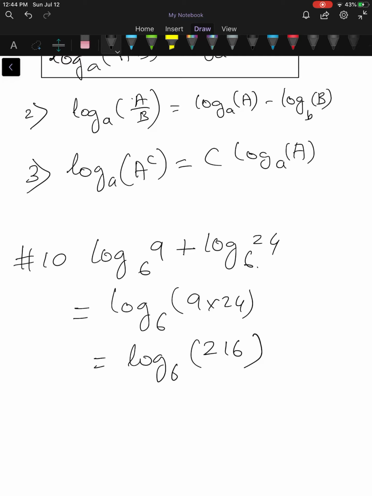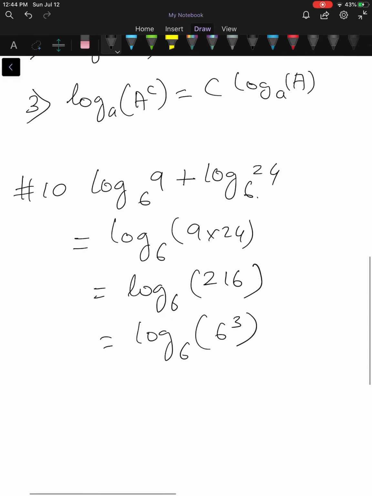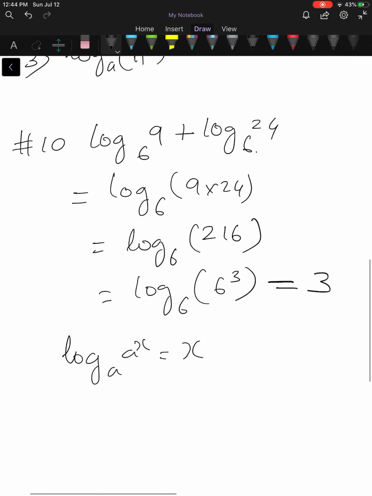Can you write 216 as 6 to the power of something? Yes, we can do that. This is nothing but 6 cubed. So now applying the property log base a of a to the power x is equal to x, we get this to be equal to 3.